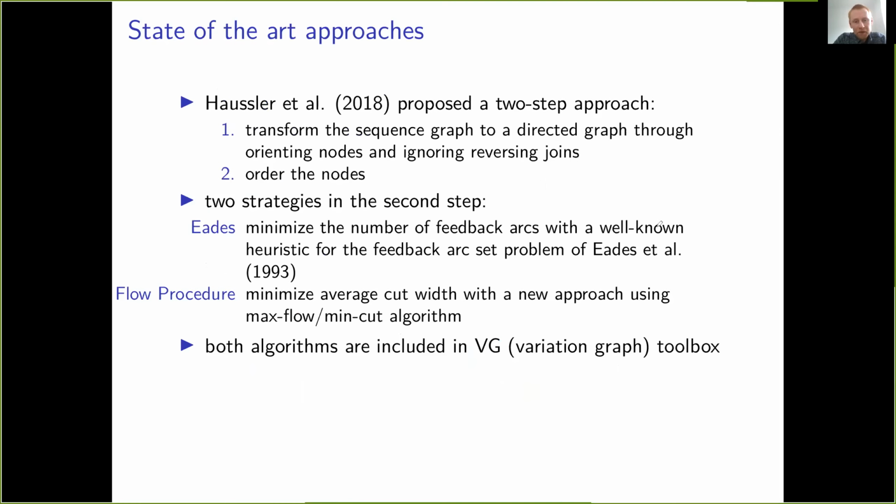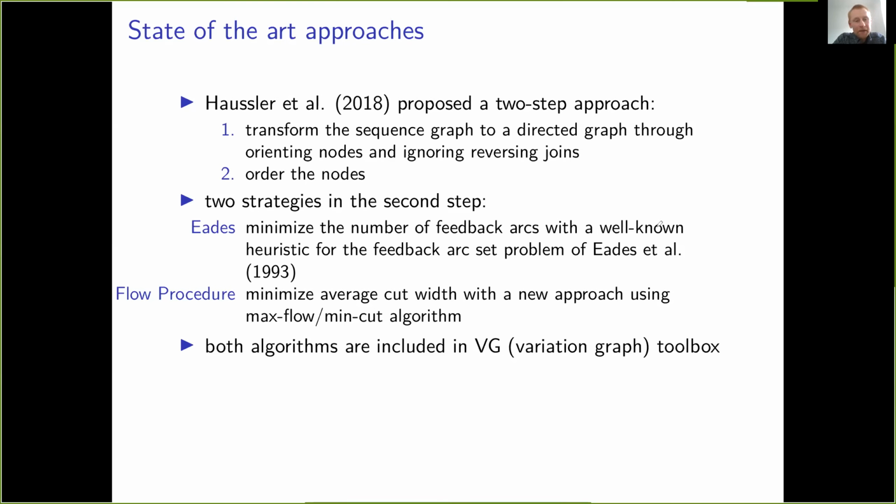There is one previous work that I know about this problem. It was presented a few years ago at RECOMB. The authors proposed a two-step approach. In the first step, the nodes are oriented, and in the second step, the nodes are ordered. After orienting the nodes, all the reversing joins are established. So in the second step, the graph could be interpreted as a directed graph, and the authors considered two approaches.